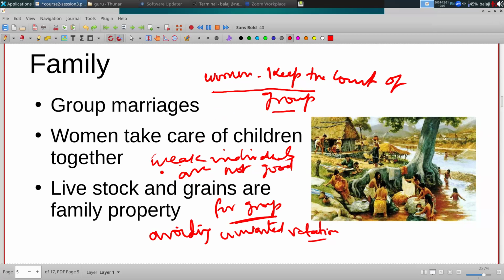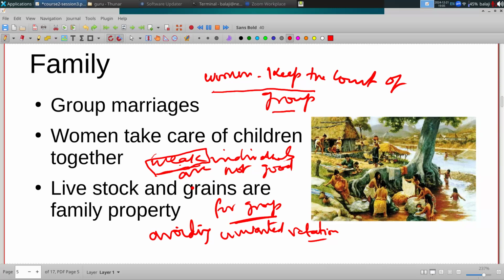So when two groups are fighting, one group is easily killing some weak individuals. Some will be weak, right, and they can be killed easily. So women would see how to avoid those weak individuals.